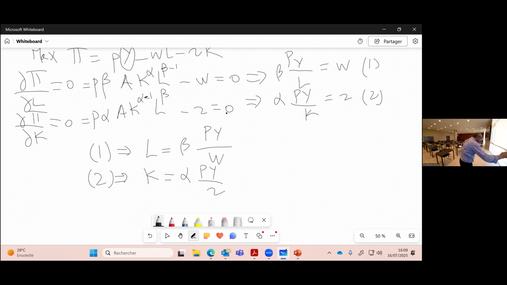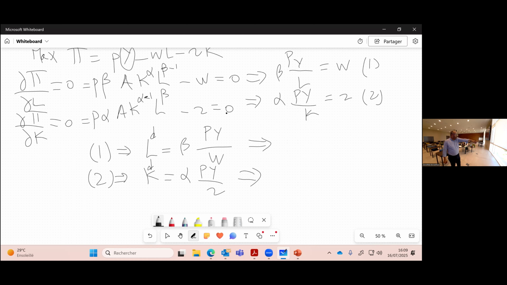When the price of one of the other factors increases, we decrease the demand for labor or decrease the demand for capital. This is the demand for factors, if you want. This is the demand for each one of these factors. We can also give an interpretation of the two parameters we have here.